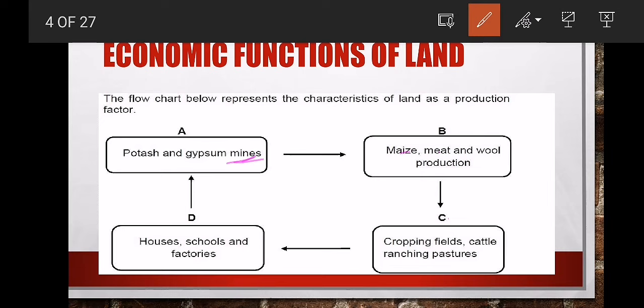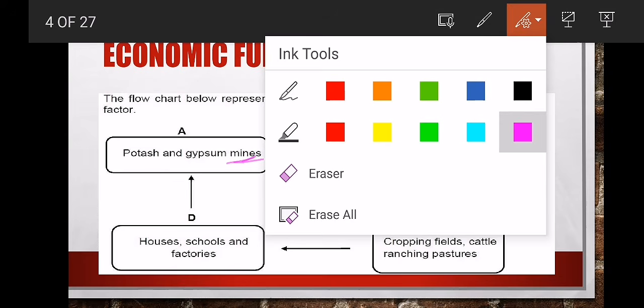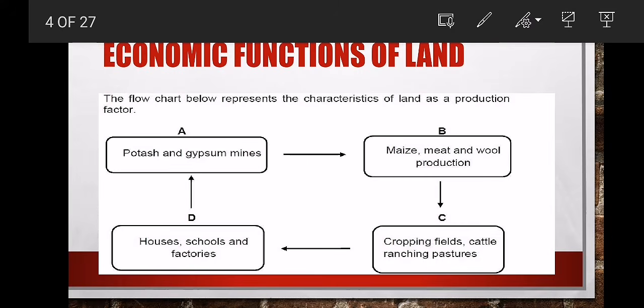You also have houses, schools, and factories. Houses are built for people. So it means it provides the space for what? For human settlements and also industries. So that's what we can check when we look at this one.